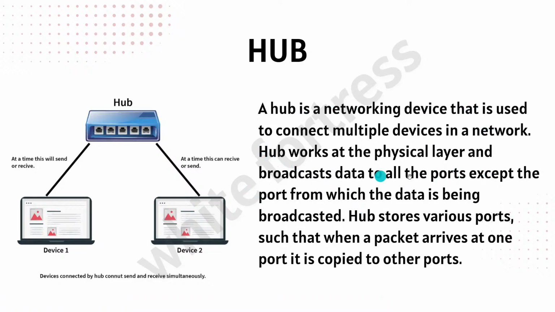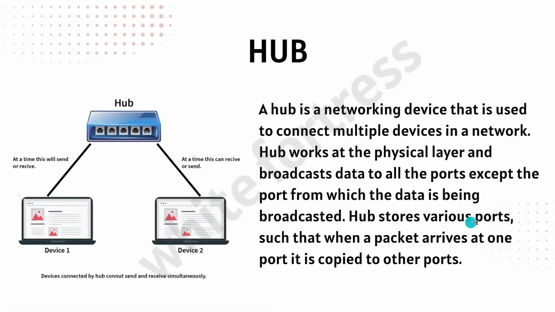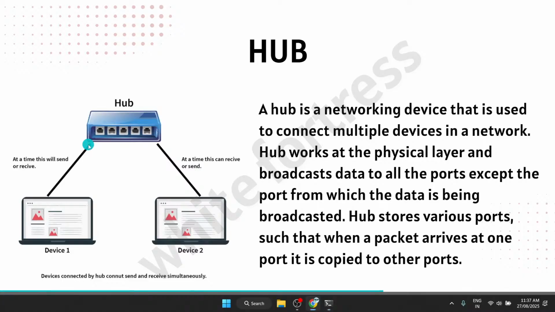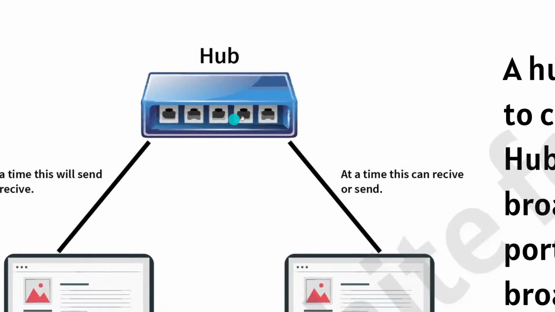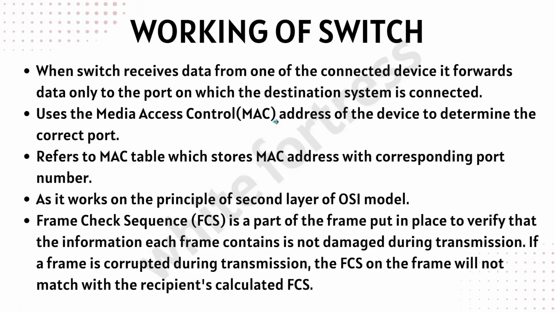So it broadcasts data to all the ports except the port it came from. It will not broadcast it back to this port, but to all other ports. It will copy the data to all other ports. And a hub stores various ports such that when a packet arrives at one port, it is copied to the other ports. Just like I told you, when the packet arrives from here, it will be copied to the others, but not to this one. Let's move to the switch part.